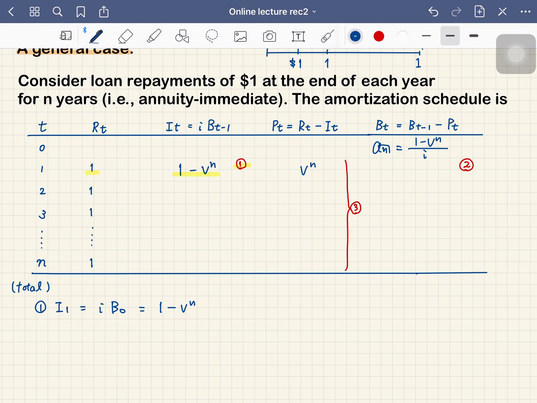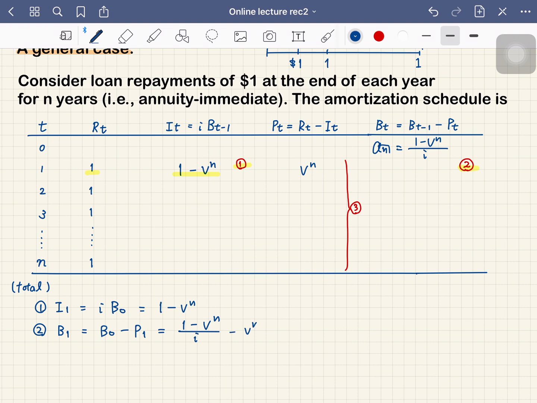Now, what's the balance at time 1? Remember that there are two methods: the retrospective method and the prospective method. If we use the retrospective method, B1 is obtained by B0 minus P1, the previous balance minus the principal repaid this year. So this is (1 minus v^n) divided by i, minus P1.